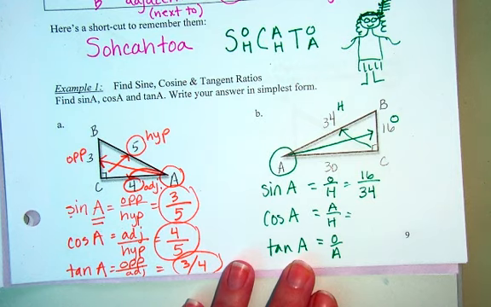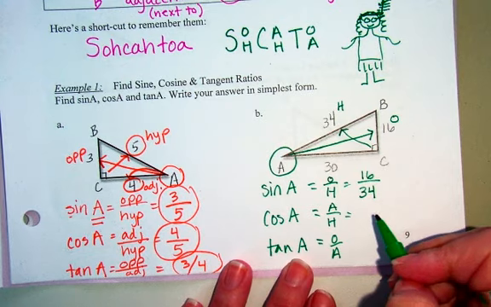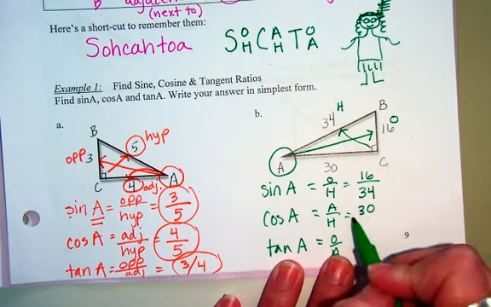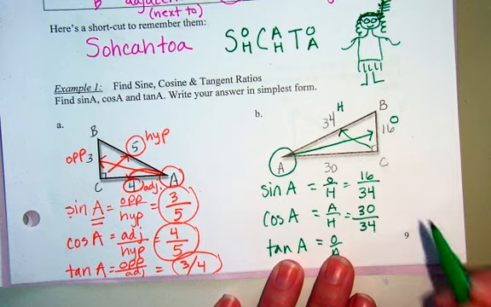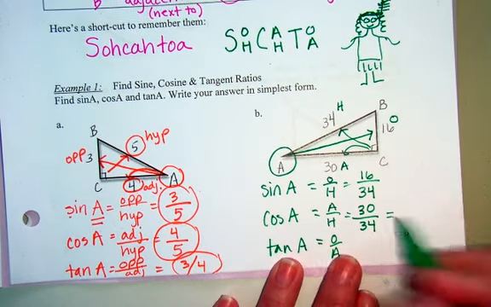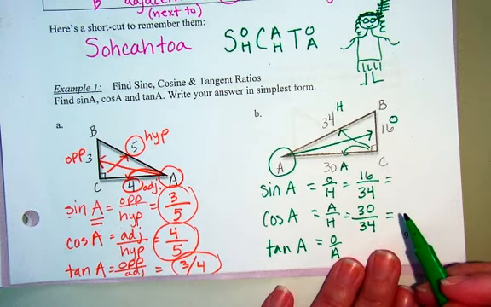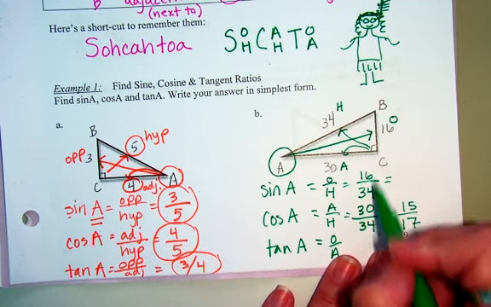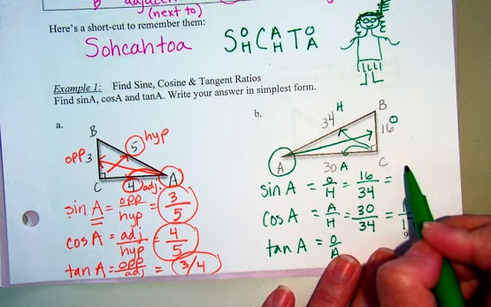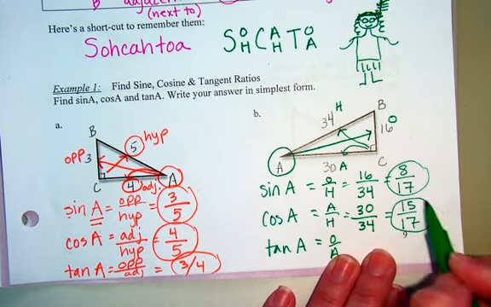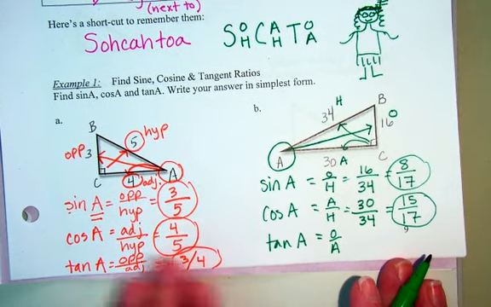What about the cosine of angle A? Brianna C. I got 15 over 17. You reduced it. You're too fast for me. Yes, you are correct. First of all, it was 30 over 34, because 30 was my adjacent, and that's my hypotenuse. We should reduce, so we should go back to the first one and reduce that as well. When we reduce this, you get 15 over 17. If I reduce that first one, I get 8 over 17. So always, always, always reduce. I will take off points if you don't reduce, so use your calculator and reduce.